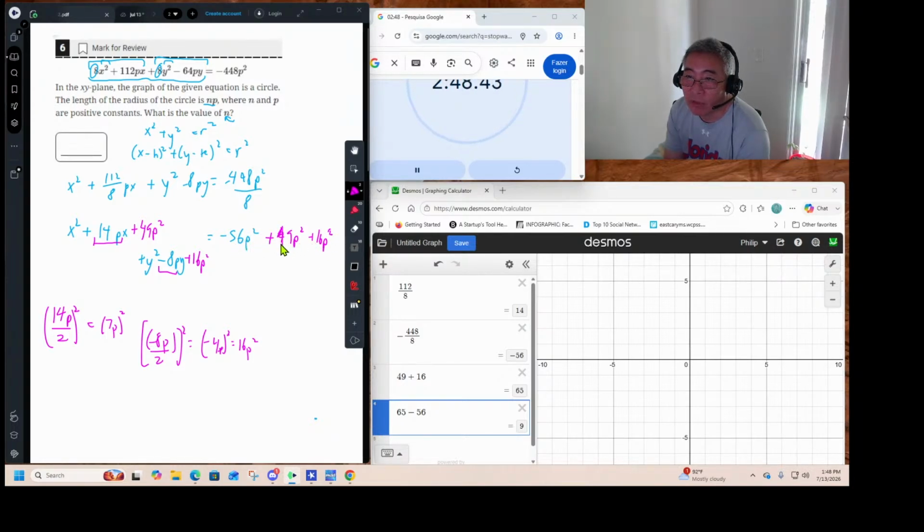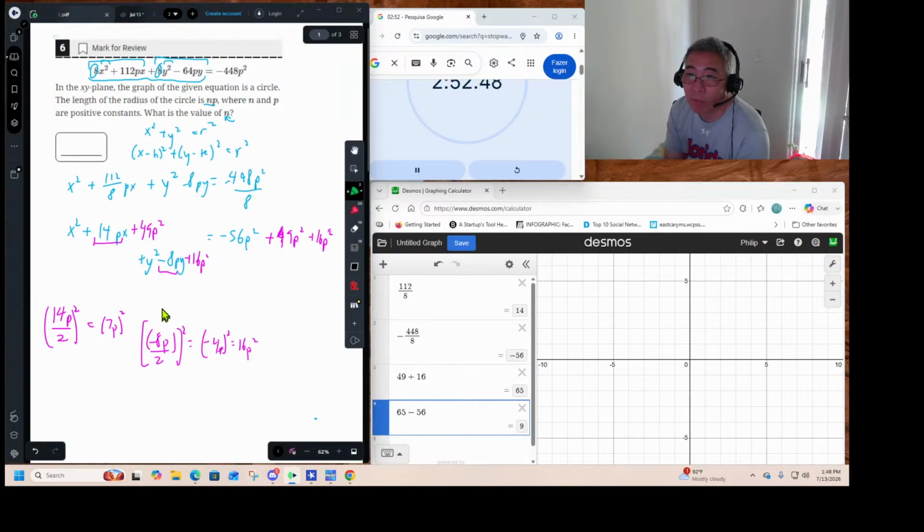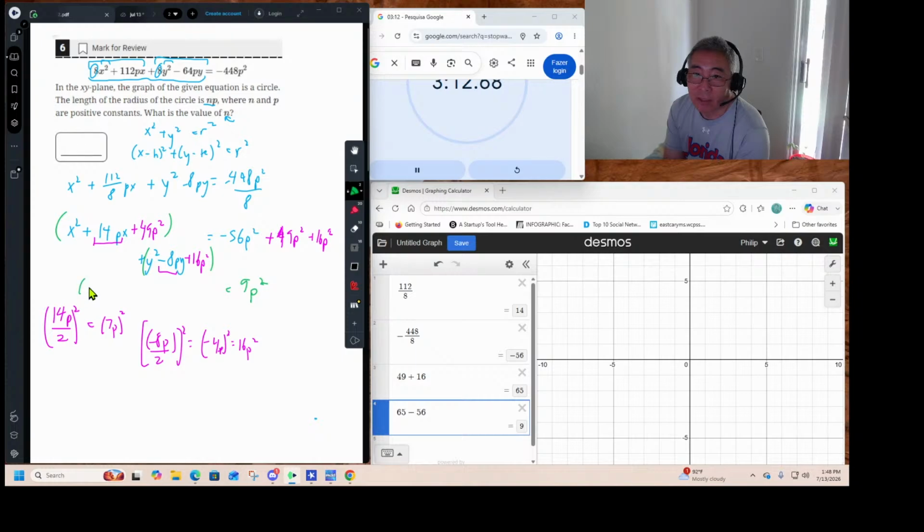Now, if we add negative 56 plus 49 plus 16, 49 plus 16 is 65, right? 65 minus 56 is 9. So the right side would become 9p squared. And on the left side, you can see that these are both perfect squares. This is where we finish off the completing the square.